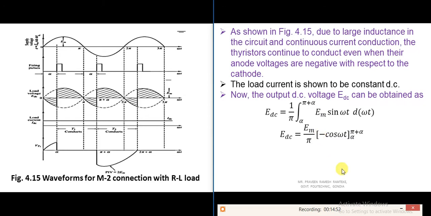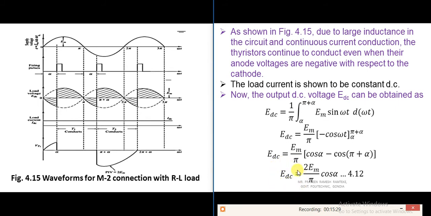If we keep on solving it, EDC equals EM by pi times minus cos omega t from alpha to pi plus alpha. Solving it further, we get EDC equals EM by pi times cos alpha minus cos of pi plus alpha. It's a very simple integration calculation, with upper limits and lower limits. Solving it further, we get EDC equals twice EM by pi cos alpha. Now this value EDC is the average value.